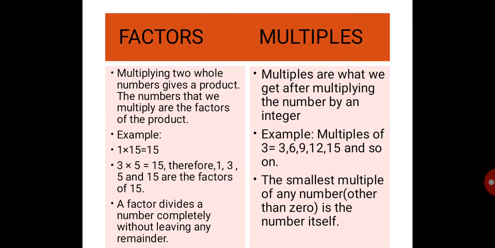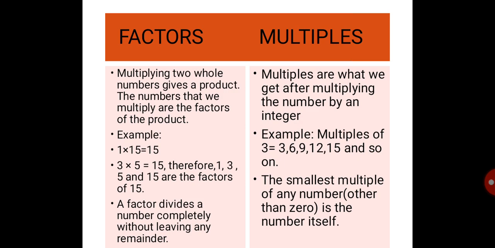A factor is a whole number which divides exactly a number leaving no remainder. Here I have given one example. Now we know that 15 equals 1 into 15 and 15 also equals 3 into 5. This shows that each of the numbers 1, 3, 5, 15 exactly divides 15. Therefore 1, 3, 5, 15 all are factors of 15. Now a factor is always less than or equal to the given number.